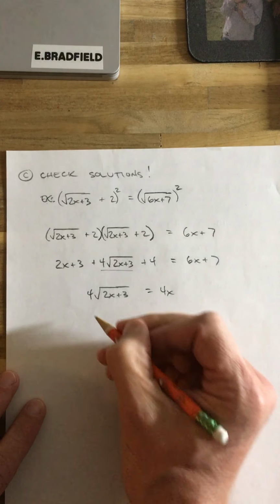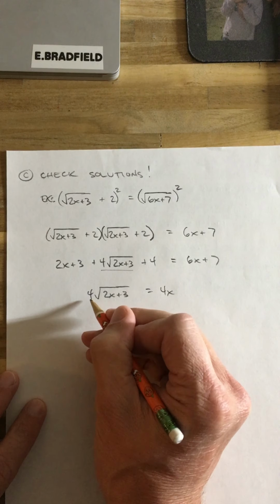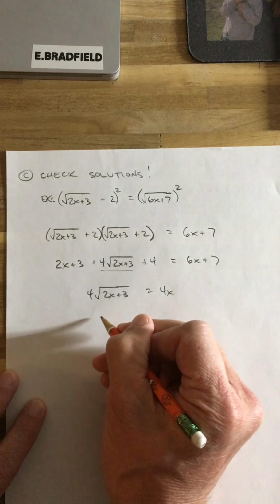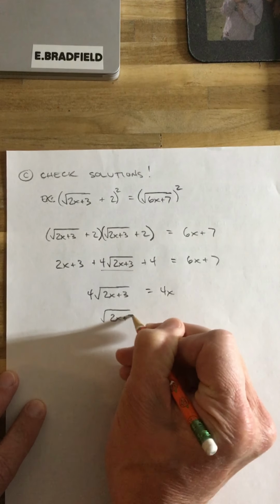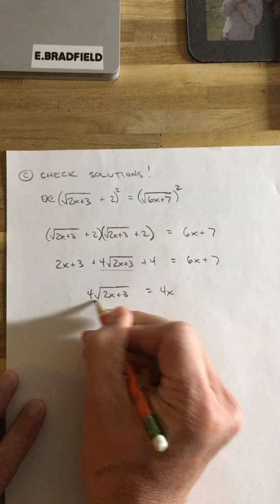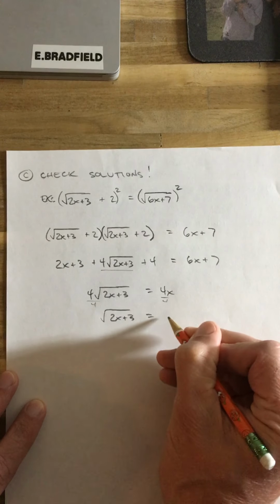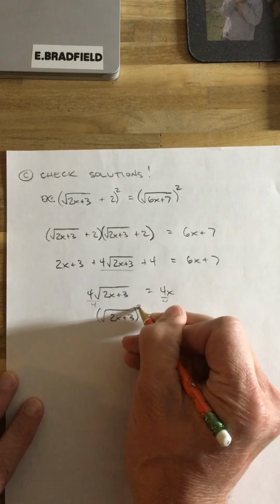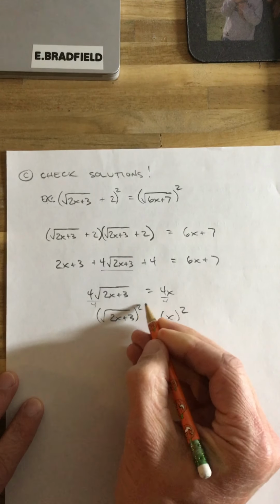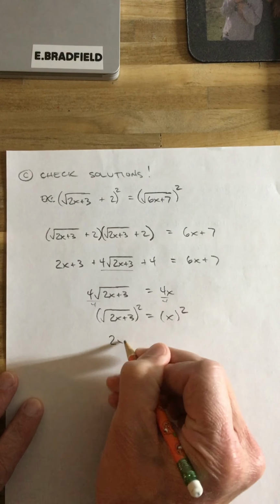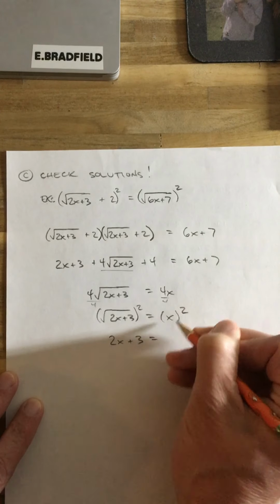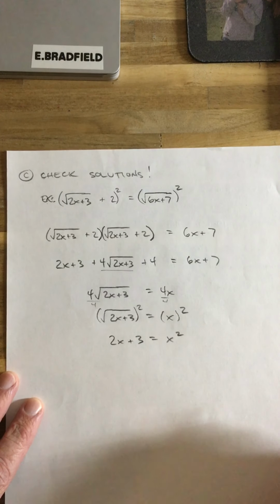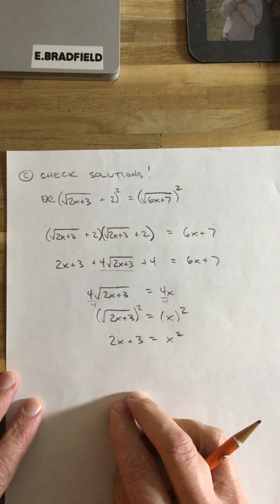All right, finally, here we go. I have a square root. I want to get rid of that 4, so move that 4 over. So I have the square root of 2x plus 3 equals, right, I divide 4 on both sides, divide by 4, so that equals x. This is great. Now I square both sides. Square it, square it. The square cancels the square root. I'm left with 2x plus 3 equals x squared. Okay. Now it's a quadratic.